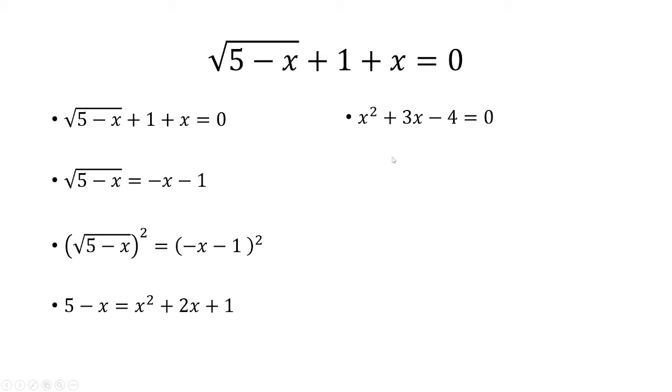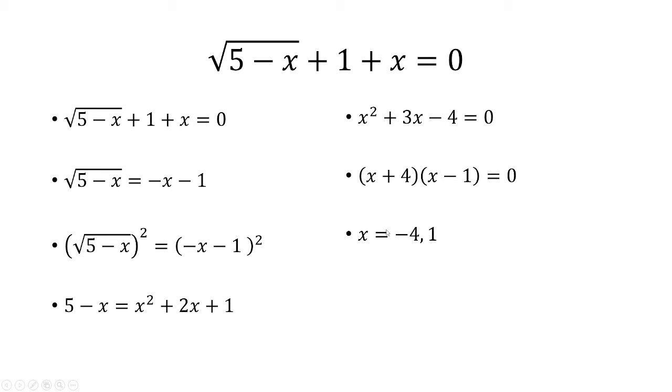So we have x squared plus 3x minus 4 equals 0. We can factor this out into x plus 4 times x minus 1. When we set each one equal to 0, we get x is negative 4 and x is 1.